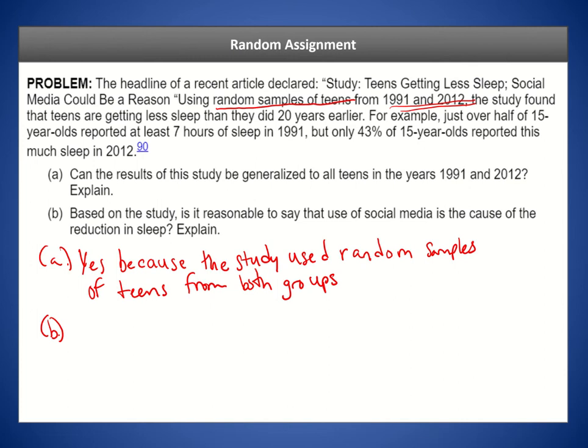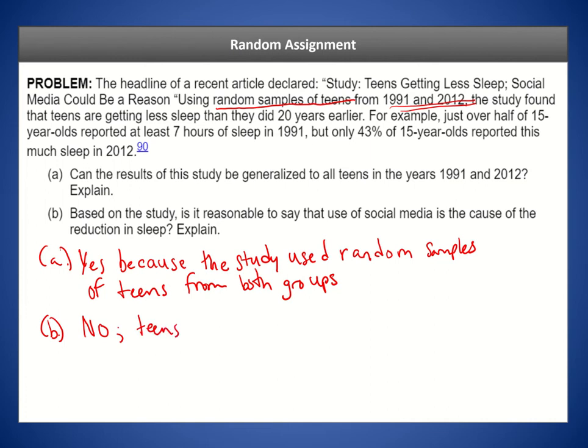The only way we can do this is to actually do random assignment. So we have to randomly assign teens to a group where they use social media, and then a control group where they don't, so they avoid using social media. And then we look at their sleep pattern and see if that changes. Because the study didn't mention anything about this, we're going to say no. Just because they're getting less sleep doesn't mean that social media is a cause. So no, we cannot say that.